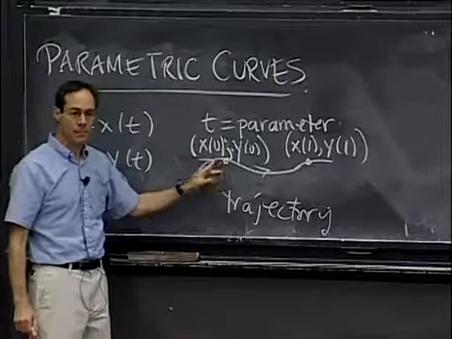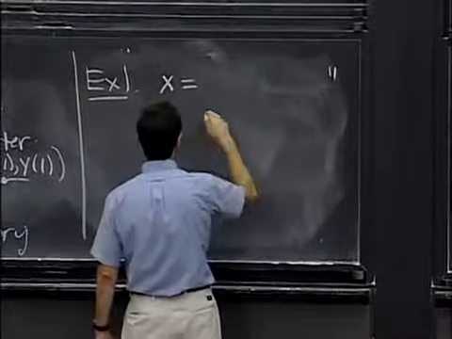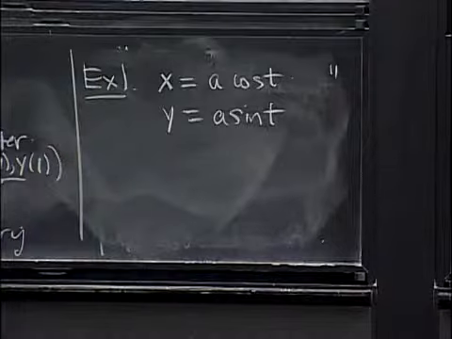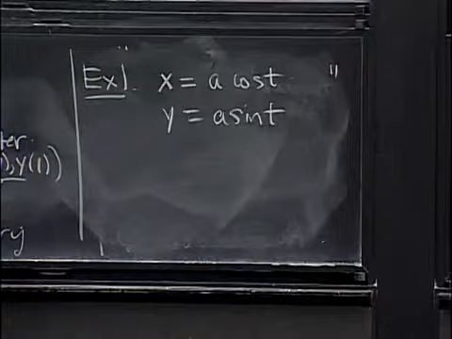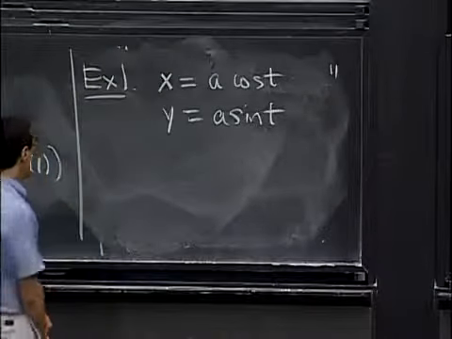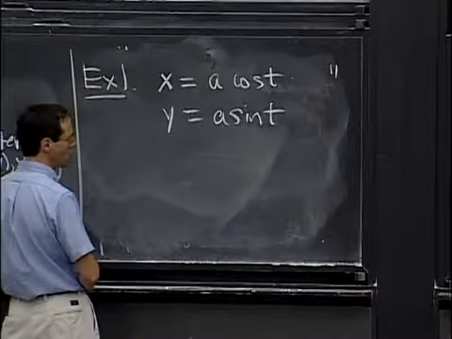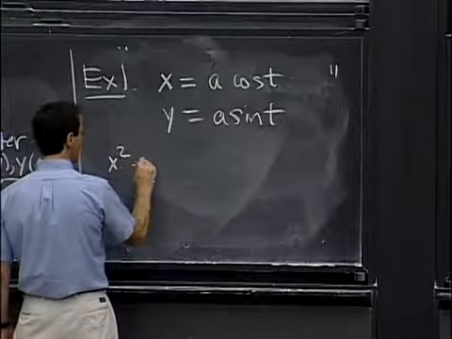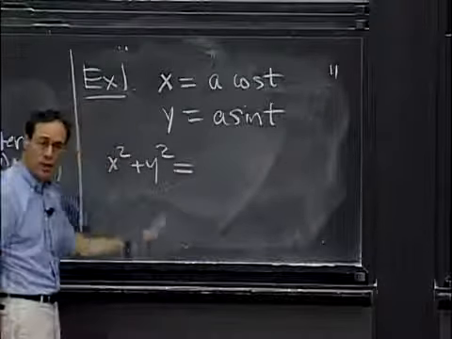Now, let me give you the first example, which is x is equal to a cosine t, y is equal to a sine t. And the first thing to figure out is what kind of curve this is. To do that, we want to figure out what equation it satisfies in rectangular coordinates. So to figure out what curve this is, we recognize that if we square and add, so we add x squared to y squared, we're going to get something very nice and clean.